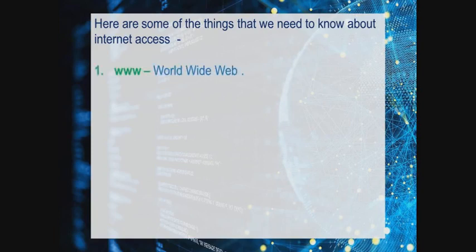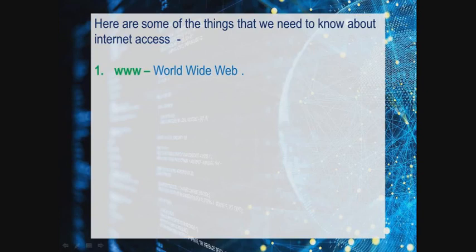First one, www. That means World Wide Web. But what is it? www, actually it's a system of interlinked pages that contain a variety of information. And who can access this? People around the world, they can access this system. Simply I can say, if any web page is connected with this system, only then it will be visible through the internet. In short, we can say this.